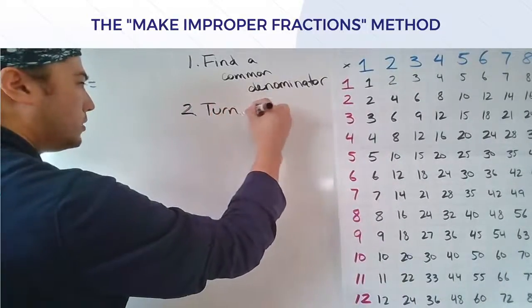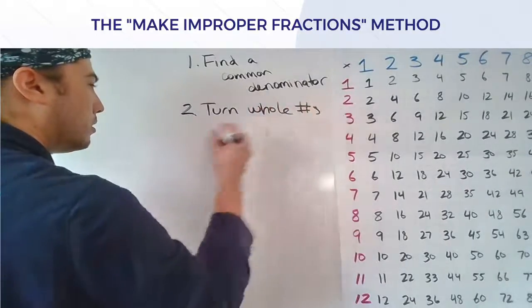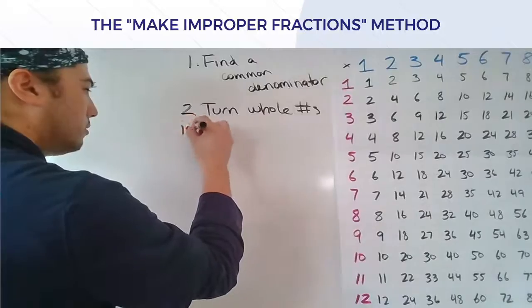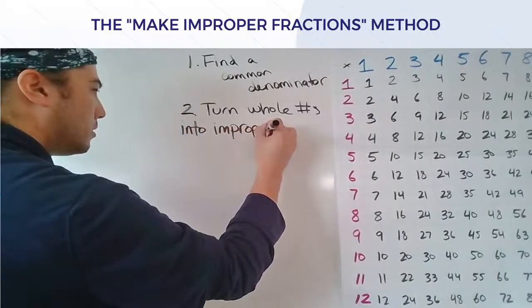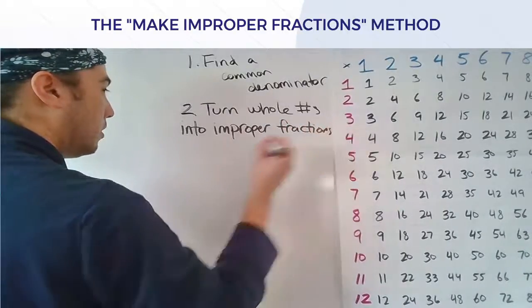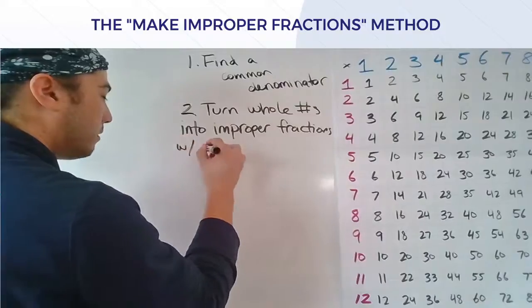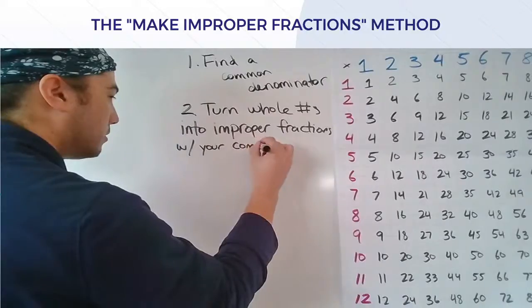Turn whole numbers into improper fractions. And we're going to make them improper fractions with your common denominator.